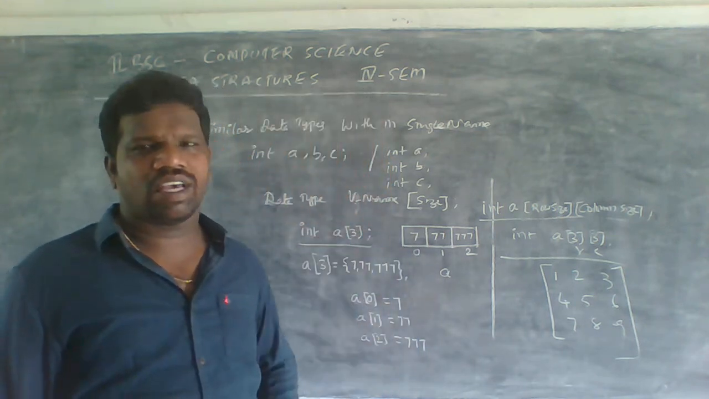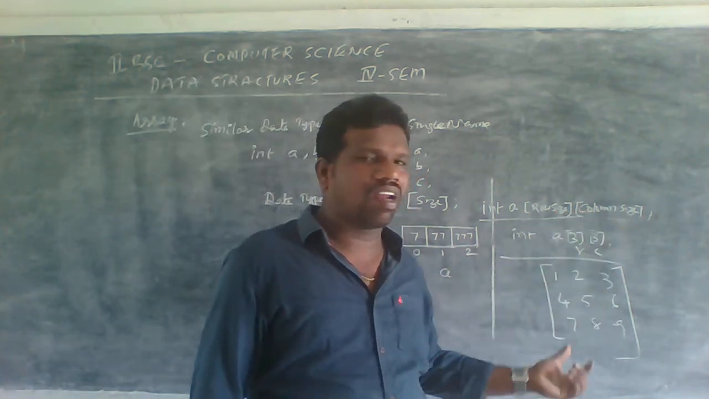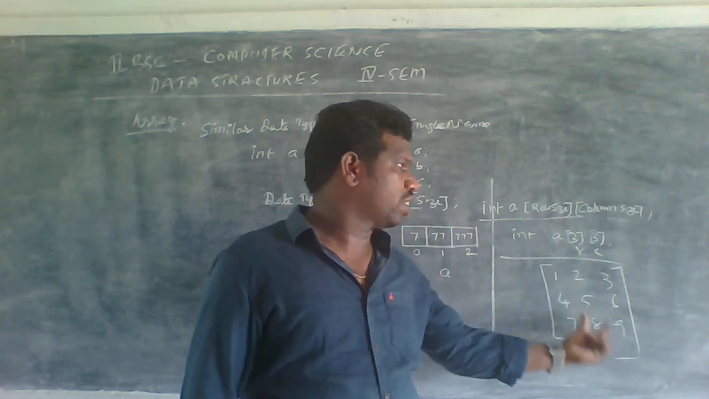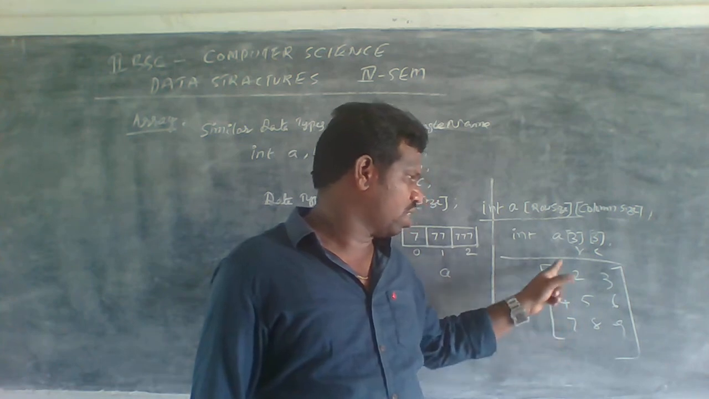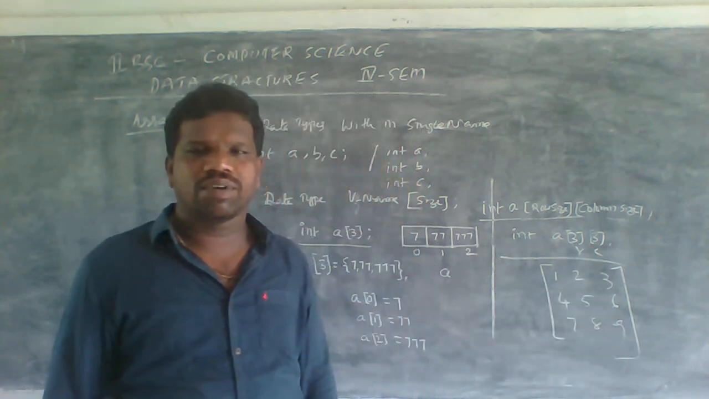That is called the arrays topic. Okay, so in an array the first one is the row size and the second one is the column size. How many rows are available? 1, 2, 3 rows are available and 3 columns will be placed here. First column, second column, third column. Okay, so this is the two-dimensional array.